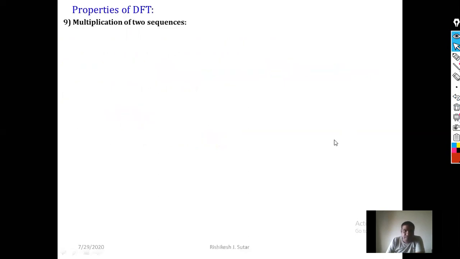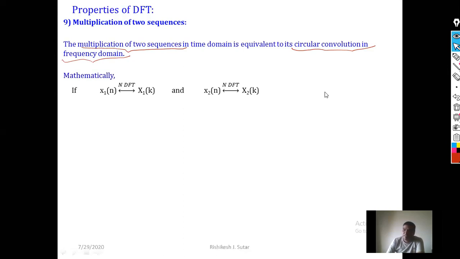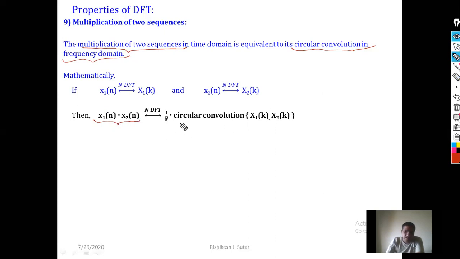Next comes the multiplication of two sequences. What I know is multiplication of two sequences in time domain is equal to the circular convolution in the frequency domain. Okay, so I can simply write here, if x1 of n its N-point DFT is x1 of k and x2 of n its N-point DFT is x2 of k, then if I multiply these two sequences in time domain, I have to do the circular convolution between their DFTs in the frequency domain.